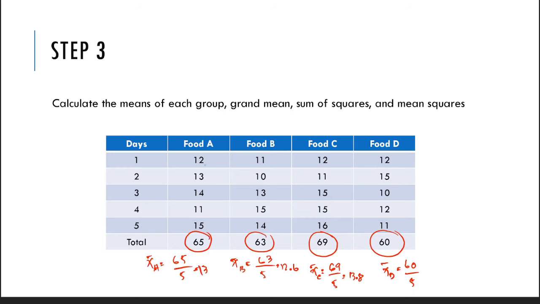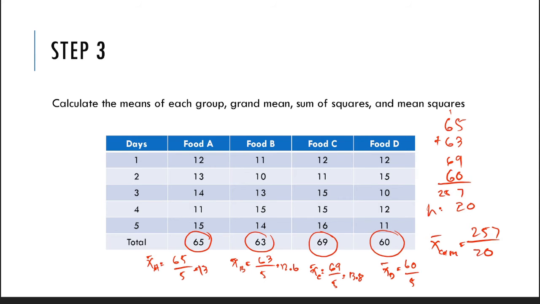Bakit 20? Kasi, as you may see here, meron tayong 4 na groups, tapos meron tayong 5 sample per groups. So, you'll have 5 times 4 is equal to 20. So, you'll have an N, which is equal to 20. Tapos, pag in-add na lang natin yan, we'll have 65 plus 63 plus 69 plus 60. Okay, so that will be 257. So you'll have 257 divided by 20. Makukuha mo na yung grand mean mo. Kasi your grand mean will just be equal to 257 divided by 20.